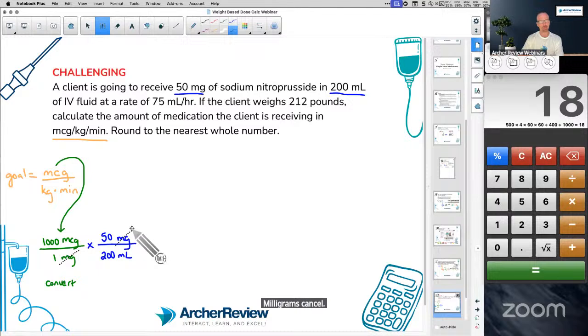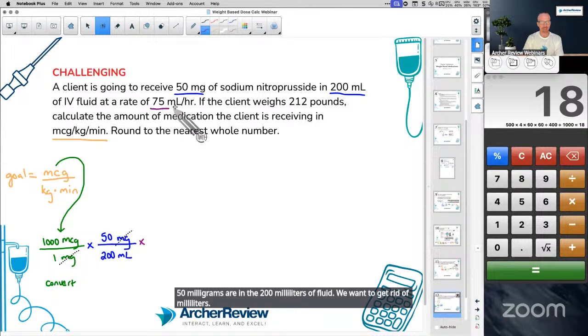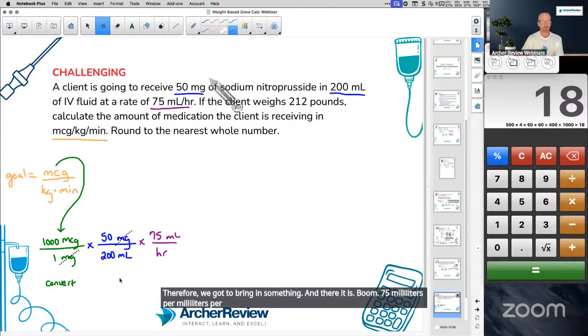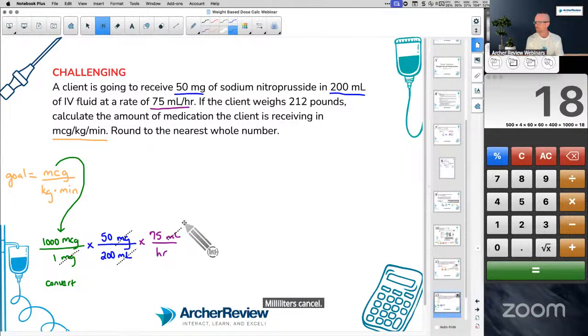Got a long ways to go. 50 milligrams are in the 200 milliliters of fluid. We want to get rid of milliliters. Therefore, we got to bring in something. And there it is. Boom. 75 milliliters per hour. Milliliters cancel. Nice job, Miss Barker.